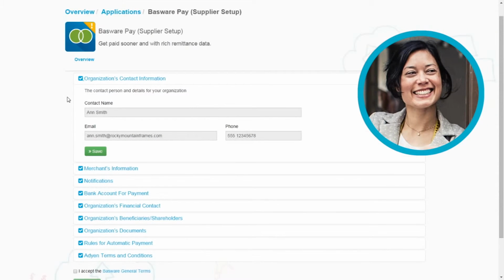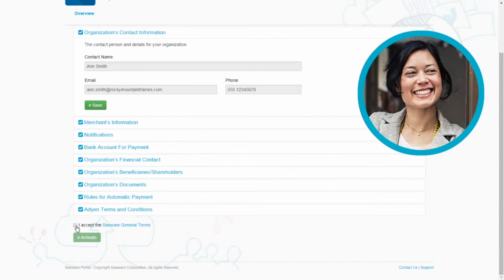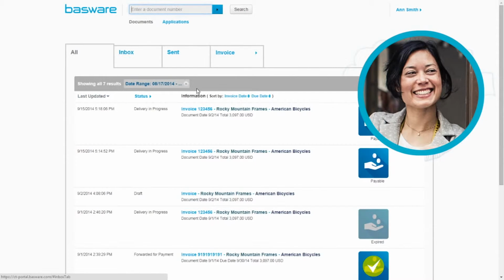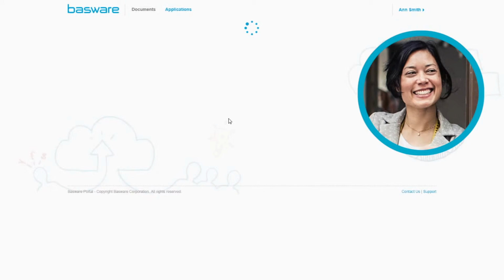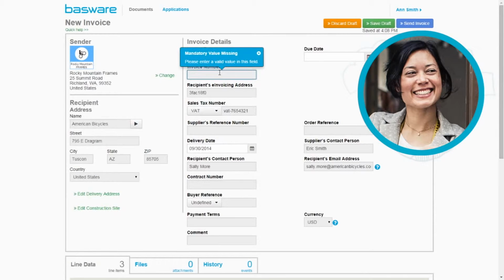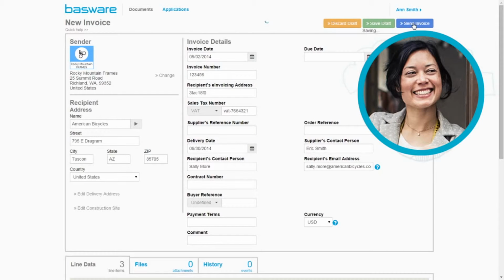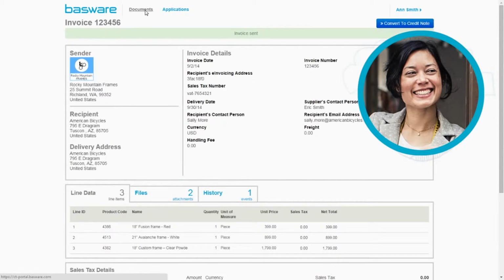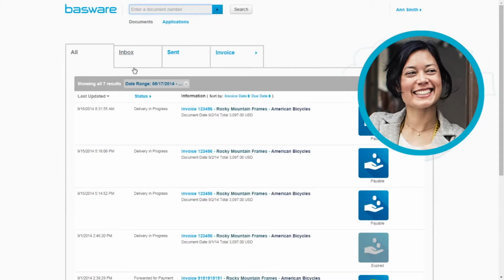Now that Anne knows how Basware Pay works and how enrollment will benefit her company, Anne can get started. Registration is an integral part of the service, and once completed, future invoices become eligible for early payment. There are many ways to send invoices into the Basware Commerce Network, including the free key-in functionality Anne is using here.